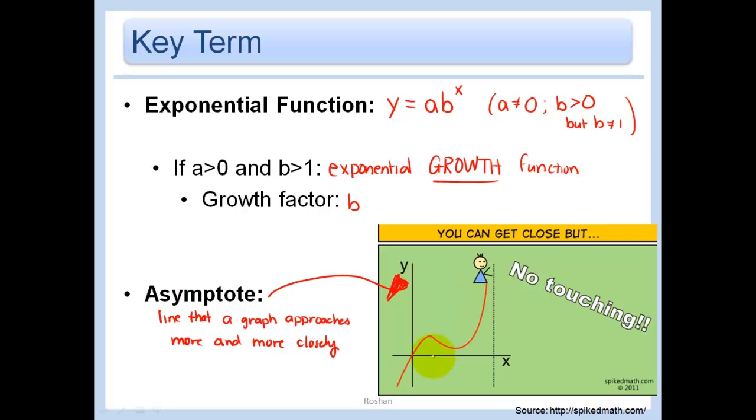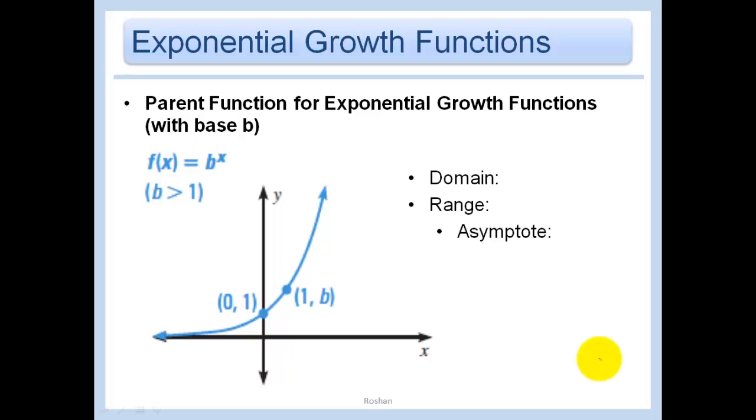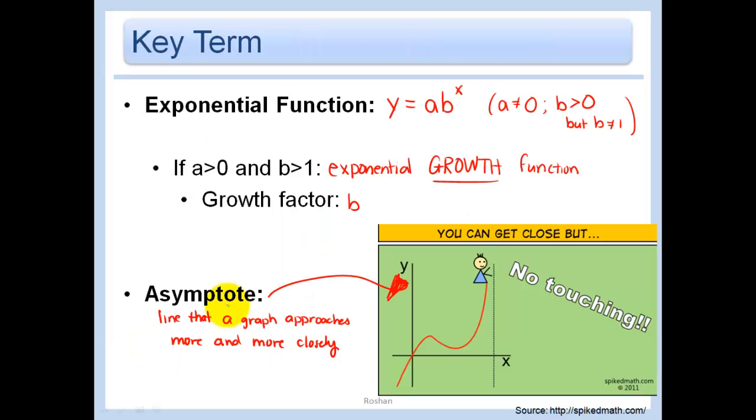In this comic here, it's saying the man's going along, no touching, because a vertical asymptote actually cannot be crossed, but we will also have horizontal asymptotes, which is what I'm talking about in this lesson. This graph means it's getting closer and closer and closer to this line here, which is y equals 0. It gets closer and closer to that line as the x values approach negative infinity. So again, this illustration is just funny because it says you can get close but no touching, and so that might help you remember what an asymptote is. But let me just make it clear that you can cross a horizontal asymptote.